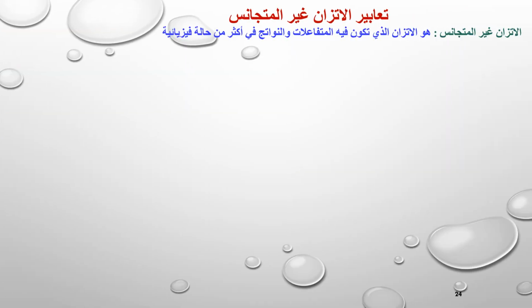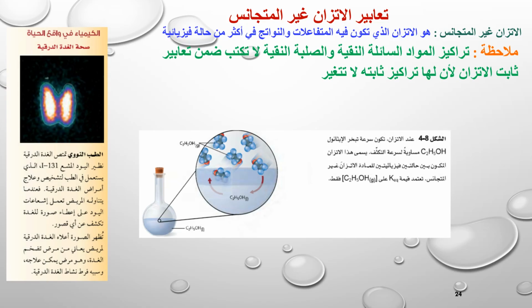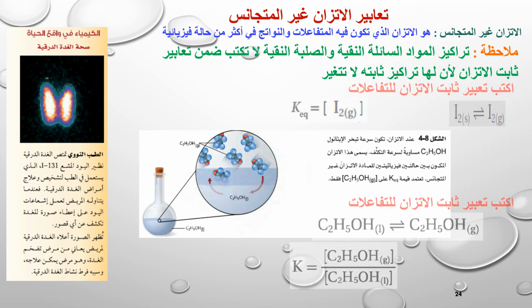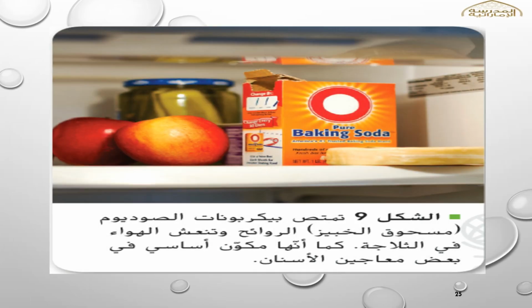Heterogeneous equilibrium occurs when reactants and products are in more than one physical state. Pure liquids and pure solids are not included in the equilibrium constant expression because their concentrations remain constant and do not change. We must write the Keq expression for these reactions, omitting any pure solids or liquids. Here is a table showing examples of heterogeneous reactions and their corresponding equilibrium constant expressions. Notice how pure solids and liquids are excluded from the Keq expression.